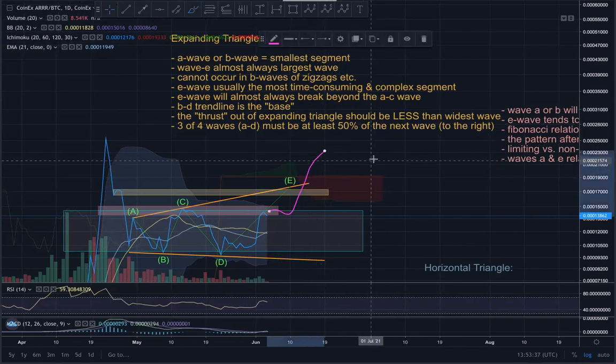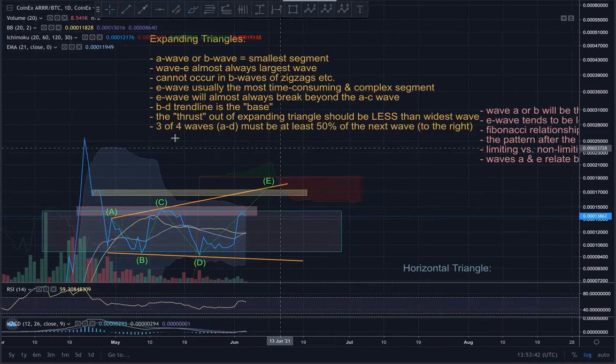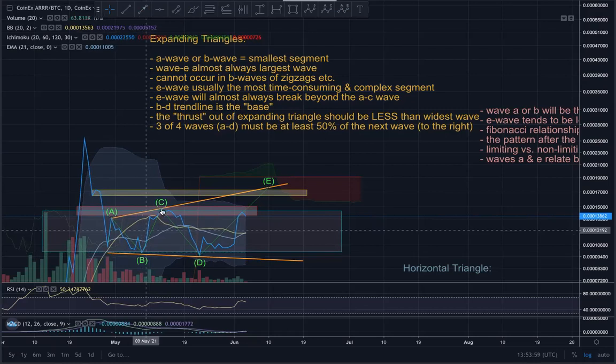Now, 3 of the 4 waves of A to D have to be at least 50% of the next wave to the right. So that is the case, meaning that the wave can't be too small compared to the next one. So is 0 to A half of A to B? Yeah. Is B to C half of C to D? Yes. Therefore, 1, 2, 3, 4 of them are already 50%. So 3 of them have to be. So not even all of them have to be. So if this A wave was tiny, but the B was 50% of the C, and the C was 50% of the D, yeah. So hold on. 3 of the 4 waves A to D. So this is not, this is, and this is. So that's 3 of them. Yeah. Confusing my own self.